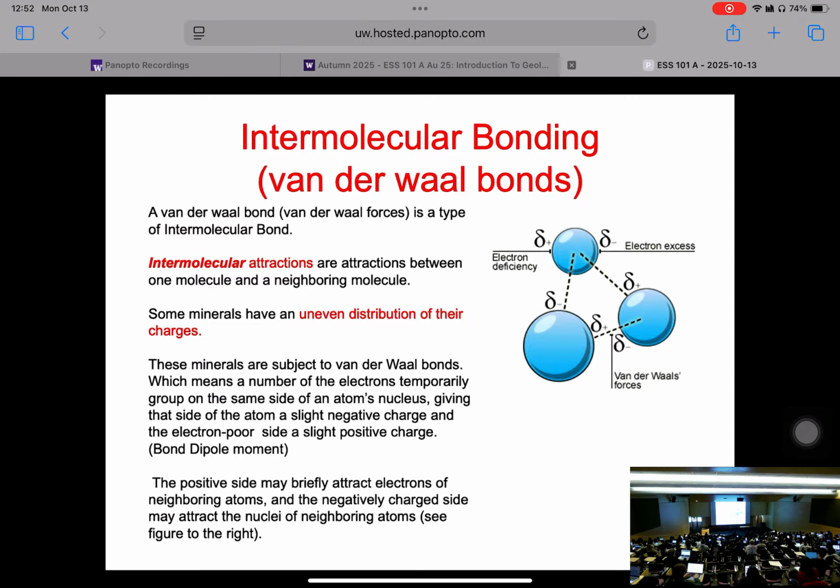Van der Waals bonds, right? And so, I'm sorry, who just asked about van der Waals bonds? What's your first name again? Adolf? Adolf, yeah, so Adolf is correct.